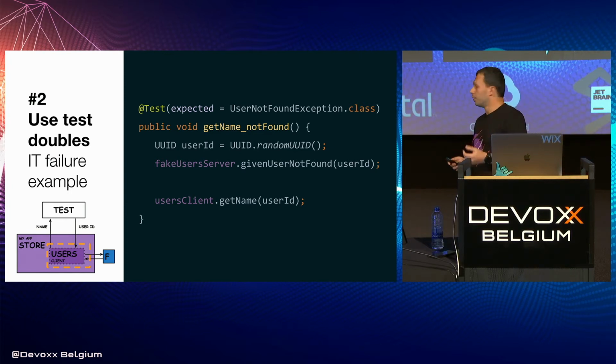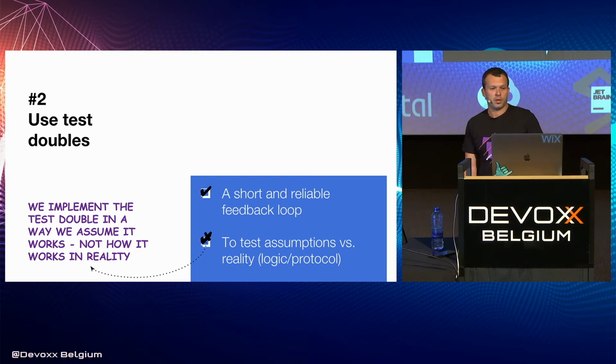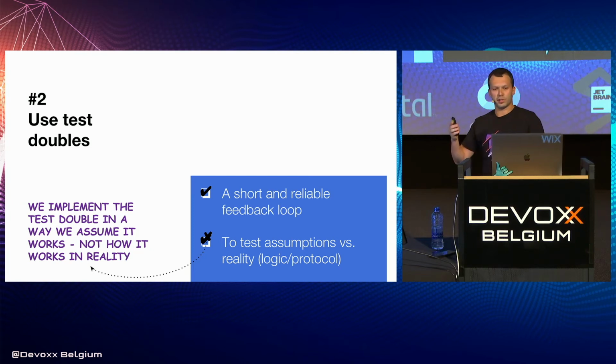So let's see what we got here. We do have a short and reliable feedback loop, but we implemented the test double in the way that we assume that it works, and not the way it works in reality. So we can't be sure that it will work. We test our flow in the end-to-end. It looks like the end-to-end test covers our flow. That's okay. But we can't be sure that the integration with the external provider is good.